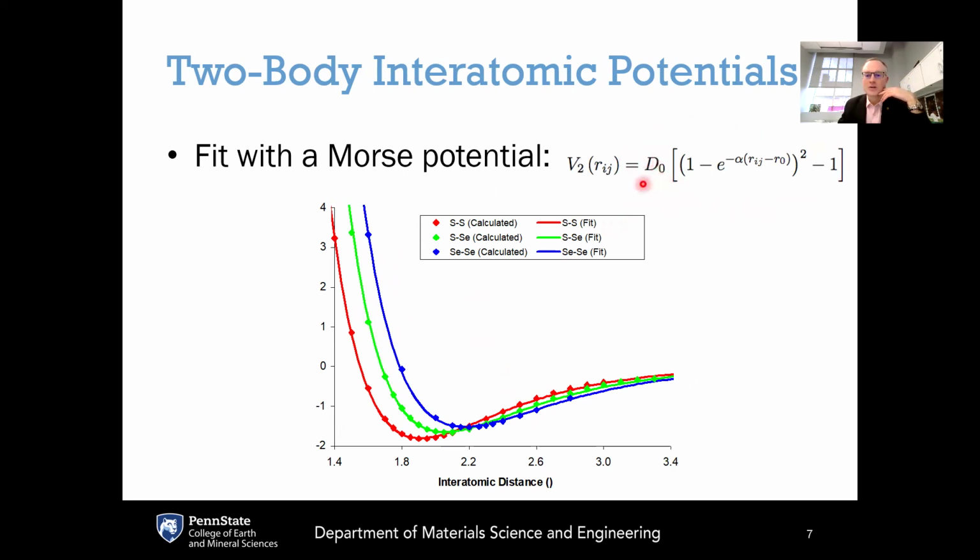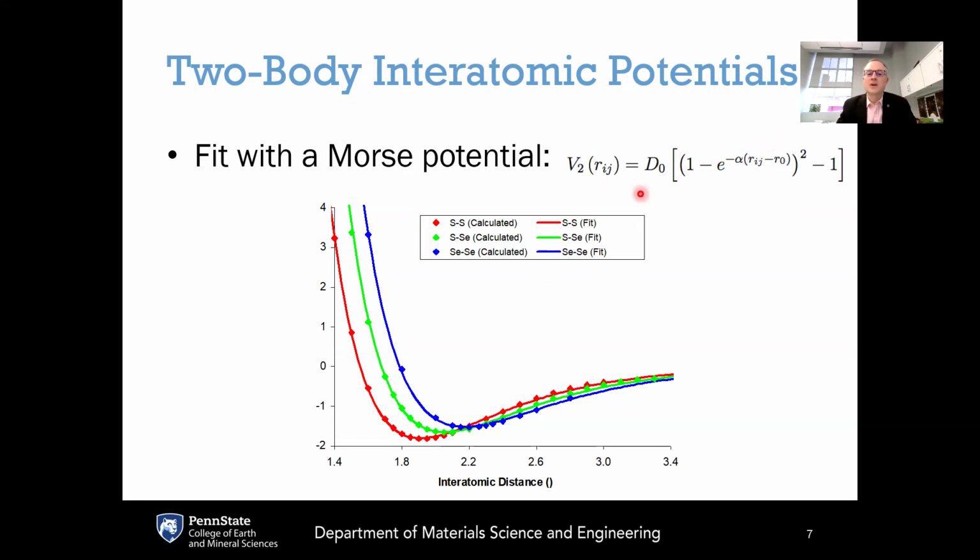It has a well depth here, D0, which governs how deep this potential energy well is. A deeper well, of course, would be a stronger bond. There is this R0 parameter, which governs the equilibrium separation distance between atoms. And then there's the shape parameter alpha, which governs the shape of this curve. So this Morse potential is often used to describe covalent interactions in materials.